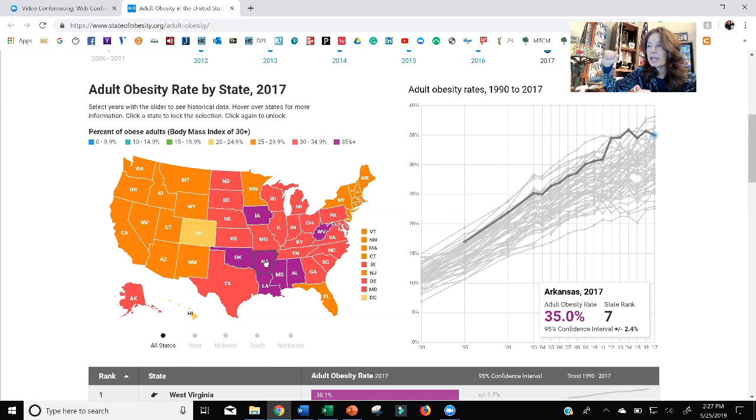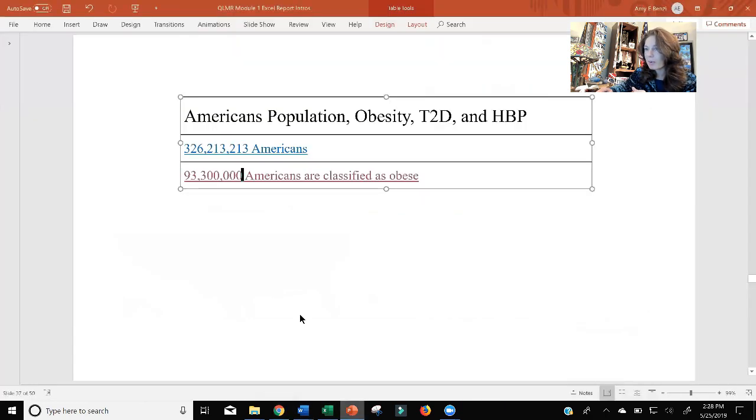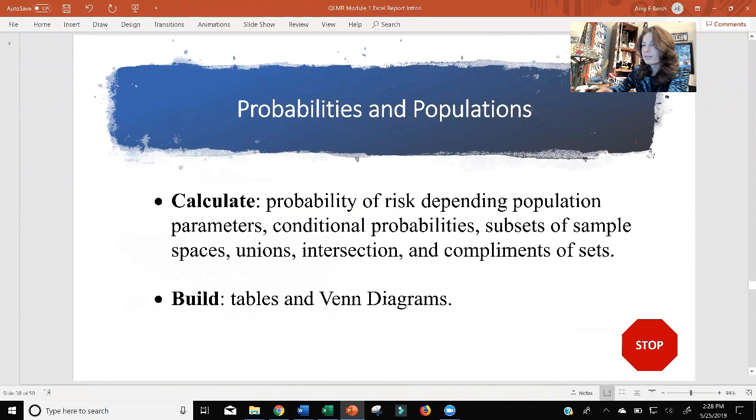And you guys are going to explore these maps and look at type 2 diabetes and high blood pressure in all of these data statistics as well. All right, you guys, I think that was the last slide for this scenario. And we are now going to move on to actually using Excel and calculating our probabilities. So I will see you then.